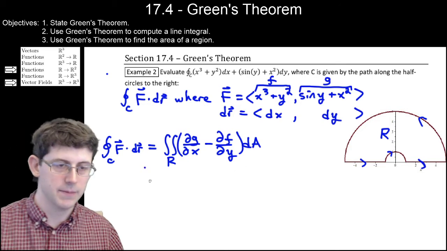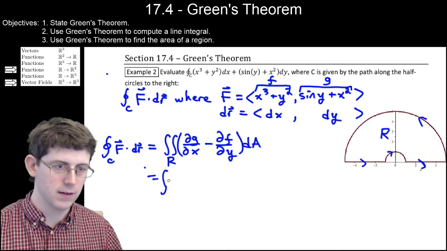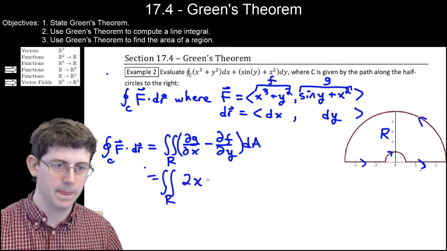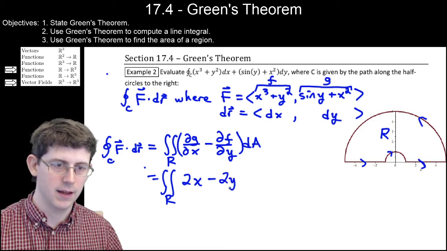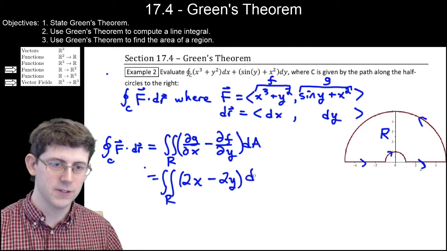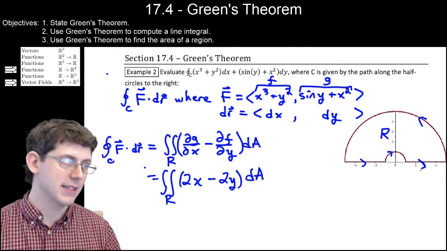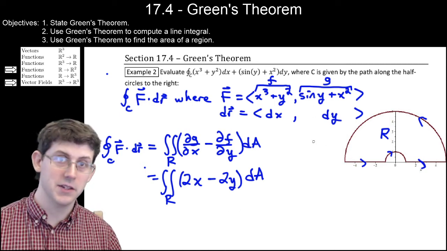Okay, let's just find it. I can find partial g partial x. Partial g partial x is 2x. And partial f partial y, that's 2y. So we're finding the integral of 2x minus 2y dA. What you should notice is that the sine y, which looked like a complicated part of the problem, is gone.